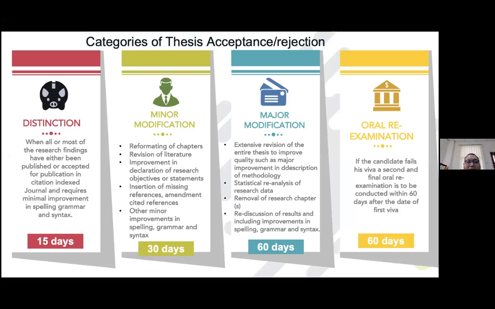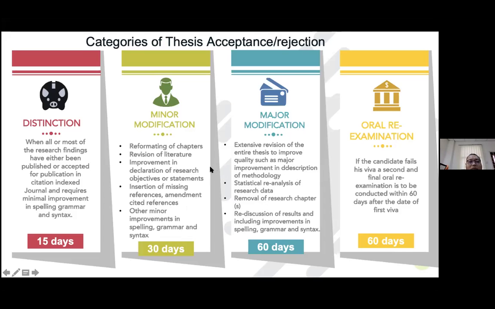And now the second verdict may be minor modification. Normally these are the things that are involved in the minor modification: reformatting chapters, revising the literature, improvement, and so on. And for minor modification, you have 30 days. Sorry. Minor modification, you have 60 days. This one is the old one. 60 days. And then for the major modification, you have 3 months. I think, remember, you check back. This one is the old one.